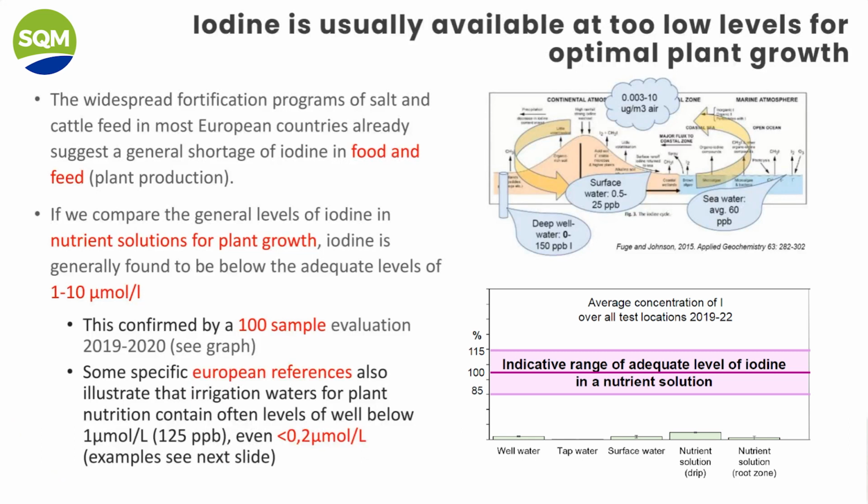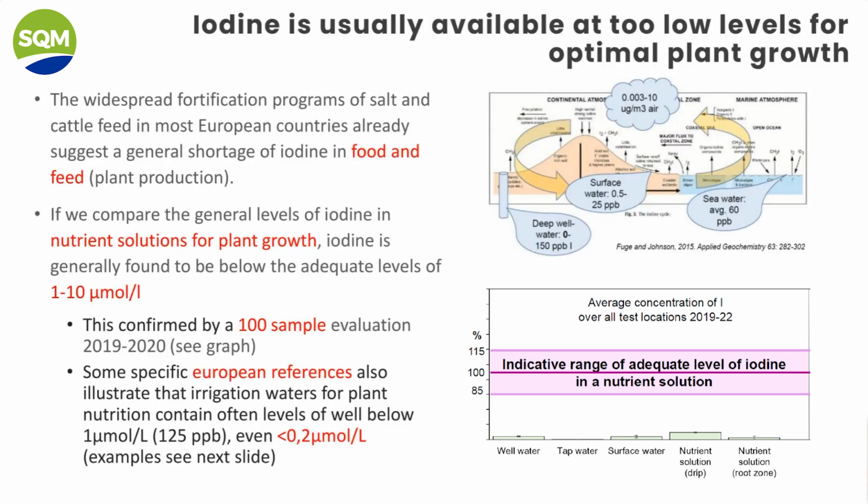But if it comes specifically down to plants, of course, it makes sense to really study the levels that are available for plants. The first indication was already given by a study from 2015 by Fuchs and Johnson, who describe the levels of iodine that we encounter in different water sources in nature in general. This already indicates that usually we are far below the 1 to 10 micromole per liter that we would consider adequate levels. More precisely, the 100-sample evaluation of 2019 and 2020 you just referred to really shows, in comparison to the indicative range of adequate levels of iodine in a nutrient solution, that we are still well below this 1 to 10 micromole per liter range.